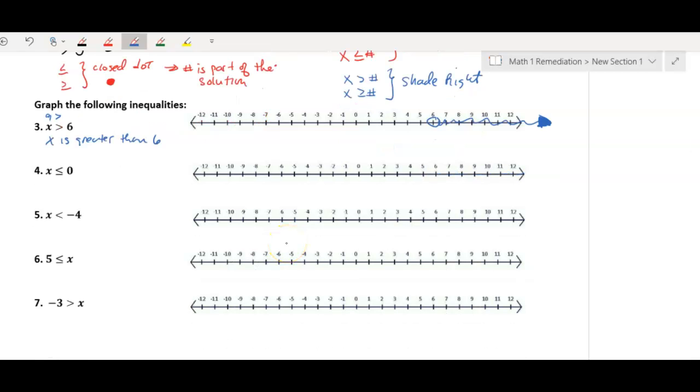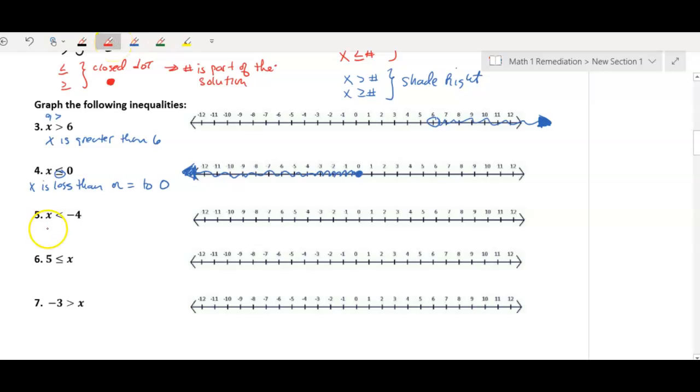So the next one, x is less than or equal to 0. Because we're equal, that little line tells us we're equal. That tells us we have to put a closed dot on 0. And all the numbers that are less than or equal to 0 are all going to be to the left of 0. So we shade to the left.